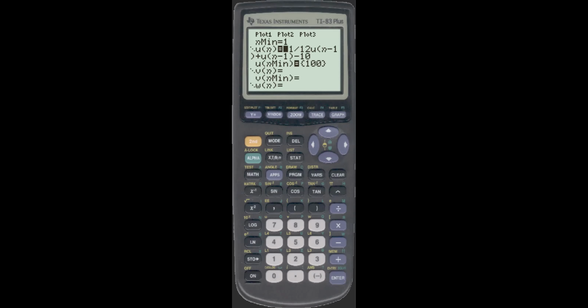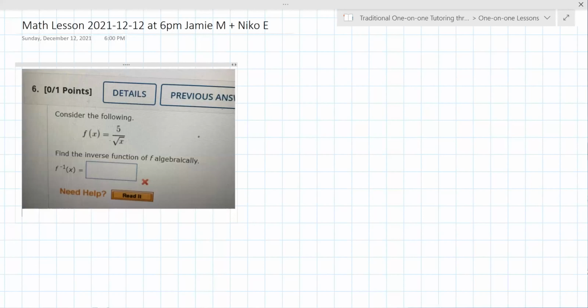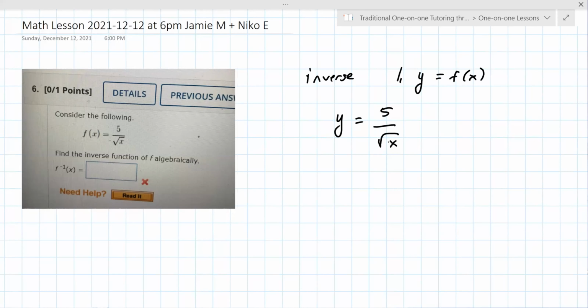Okay, where is it? There it is. New share. All right, so find the inverse of f algebraically. The inverse always has a recipe. It doesn't matter whether you're dealing with roots or logs or e's or whatever. The first step is, I don't know if it's even a step, it's y equals f of x. So instead of f of x, you write y equals 5 over the square root of x.